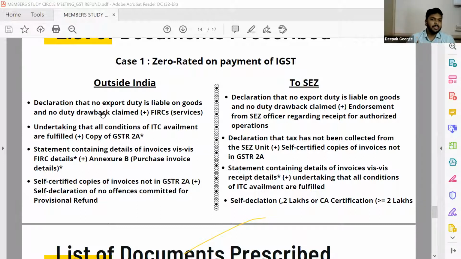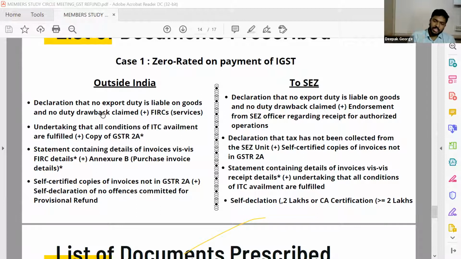Then you have to fill in a statement which you can get online from the portal, giving the details of invoices as per GSTR 1 versus FIRC details mapped to each. That is, one export invoice should be mapped to one FIRC number because it carries the same amount in dollars. That you have to upload.